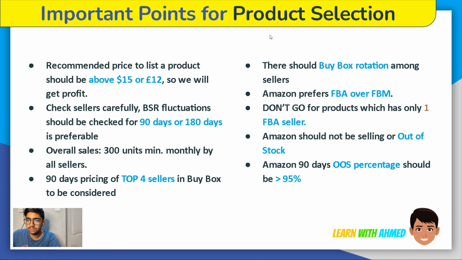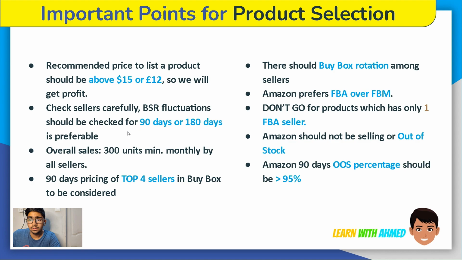And now, an important point for product selection: the recommended price to list a product should be above $15 or £12, so we will get a profit. If the product is selling for $8 or $7, and you are getting it for $2 to $3, and then you add shipment, stickers, labeling and all costs, you will be left with just a few cents. So we recommend going for a product which is above $15 or £12.